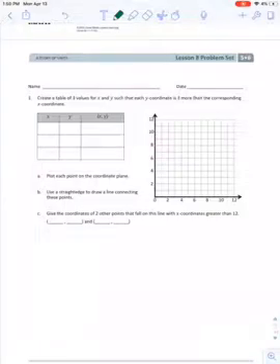So first of all, in this first one, we're starting with create a table of 3 values for x and y, such that each y coordinate is 3 more than the corresponding, which means the point that goes along with it in its pair, x coordinate. So before I even start, I'm going to label this is x and this is y, just in case I forget. So we know that the y coordinate has to be 3 more. So let's just start thinking.